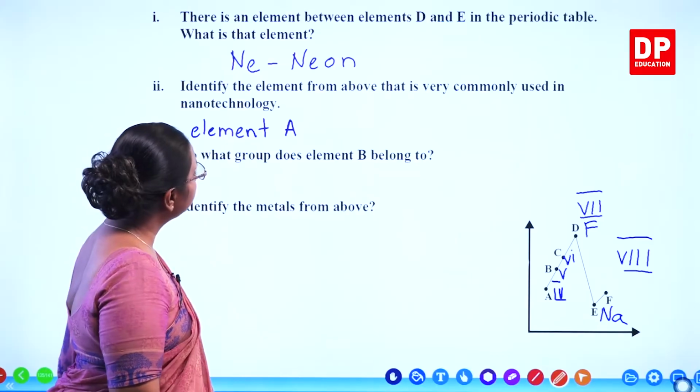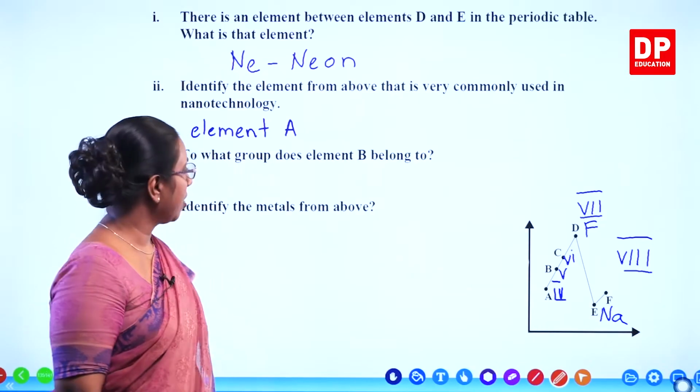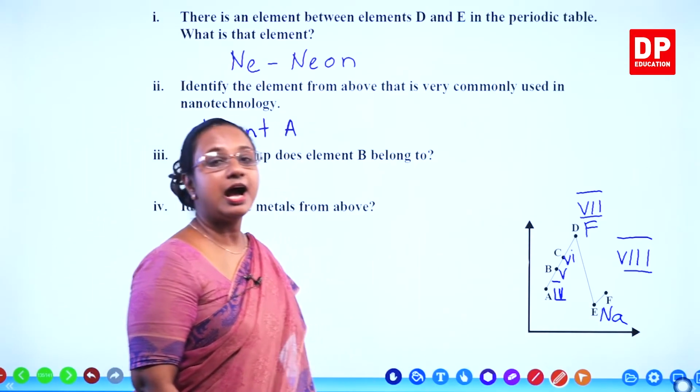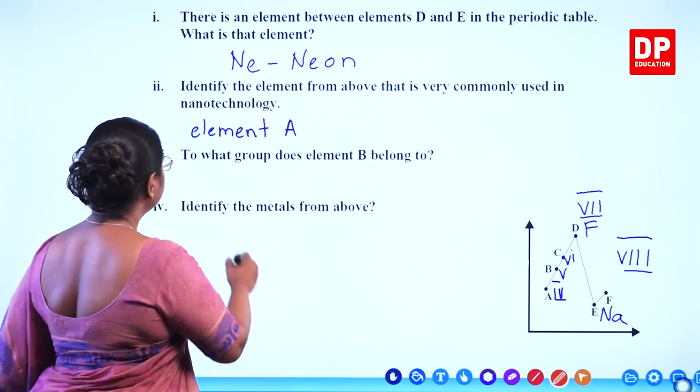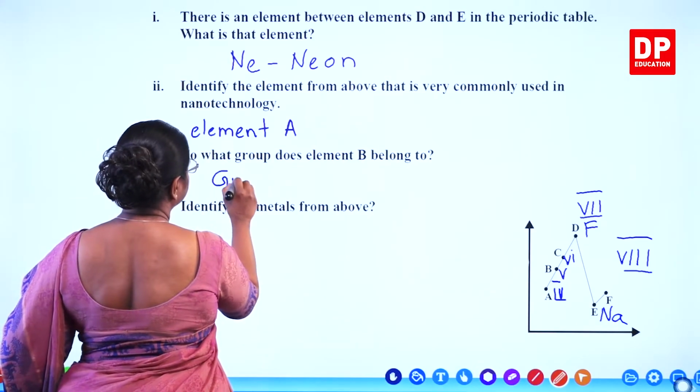To what group does element B belong to? We have already identified that. That is group 5.